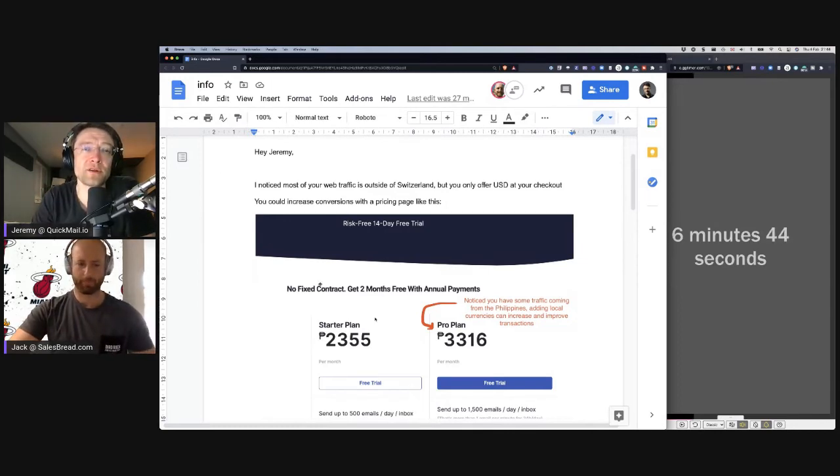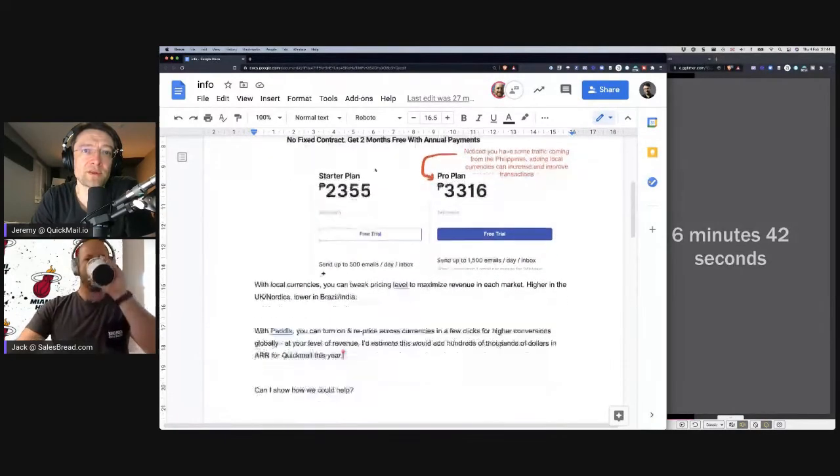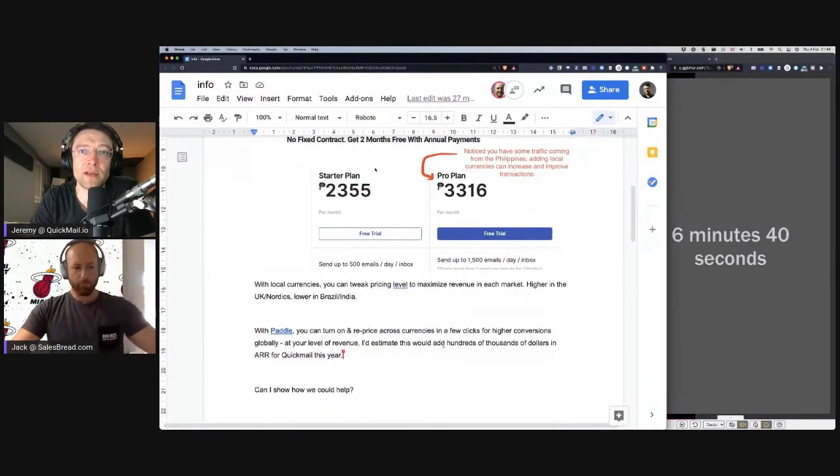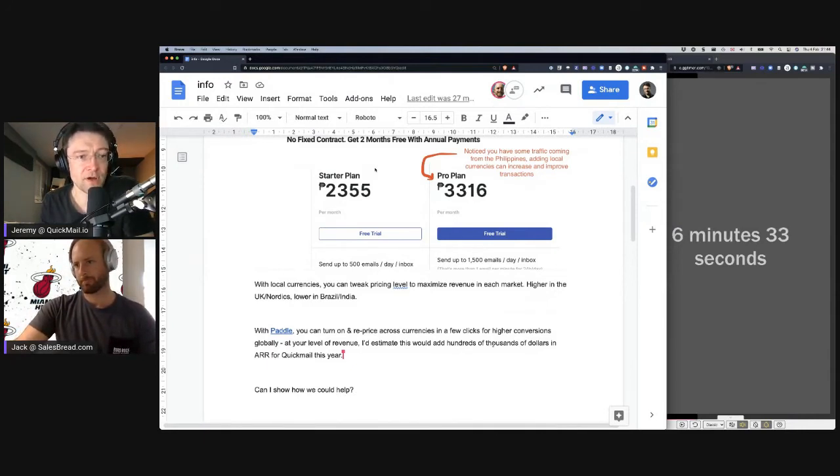At the end, there is a claim that I could be adding hundreds of thousands of dollars in ARR for QuickMail this year. I would have preferred to see a case study of another company who actually did it and effectively increased their revenues. Because basically going with multiple currency adds a lot of difficulties, and it's not necessarily clear that it's going to benefit the software.